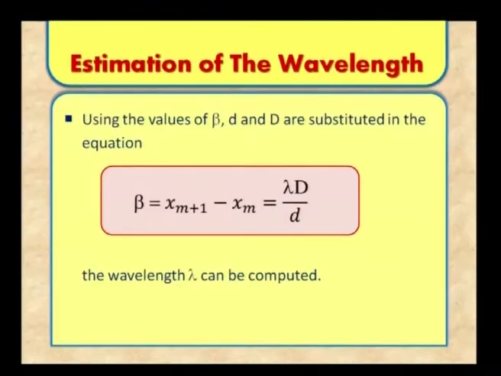Now, we have here beta. What is beta? It is called the fringe width. That will be, as I told you, capital D by small d into lambda. What is meant by fringe width? Fringe width is nothing but x m plus 1 minus x m. What is x m plus 1 and what is meant by x m?